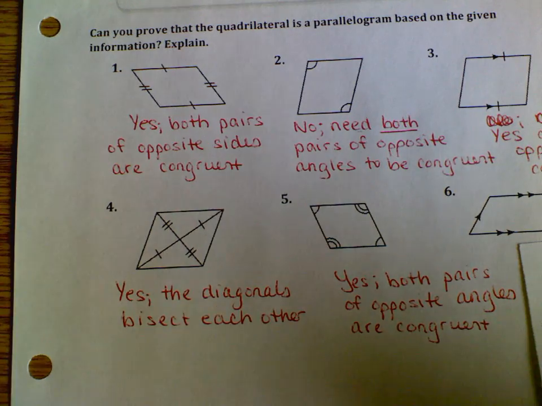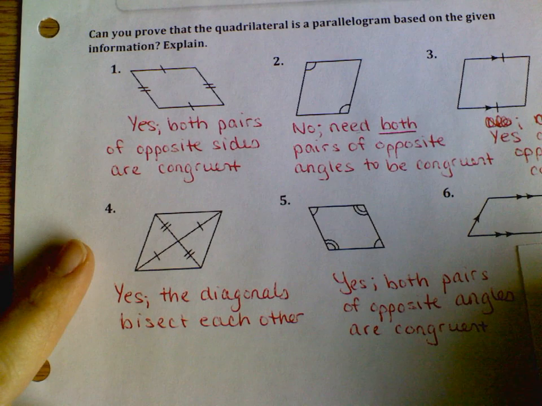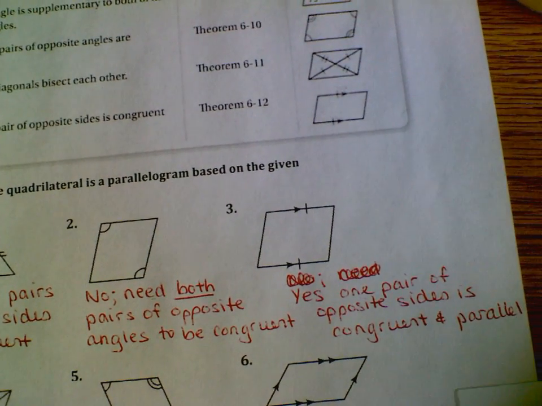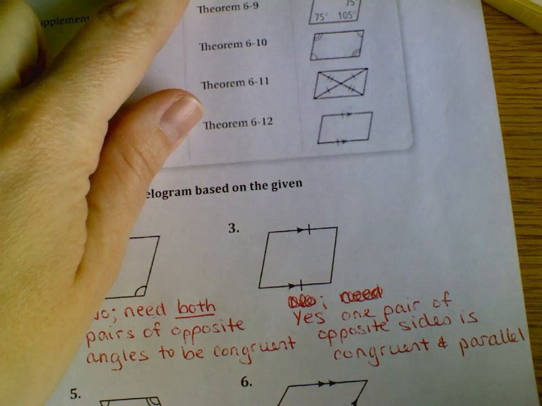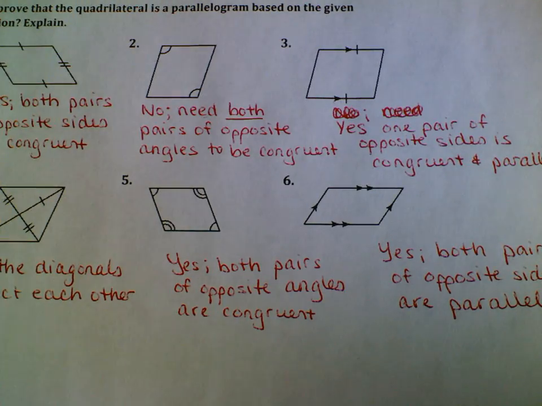And then last, number 6, notice we have both pairs of opposite sides are parallel, and that is also yes, and that's by the definition of a parallelogram. So both pairs of opposite sides would be parallel for that last piece.